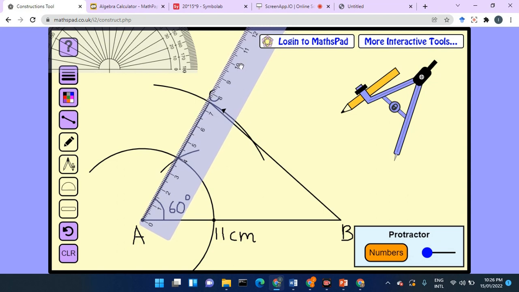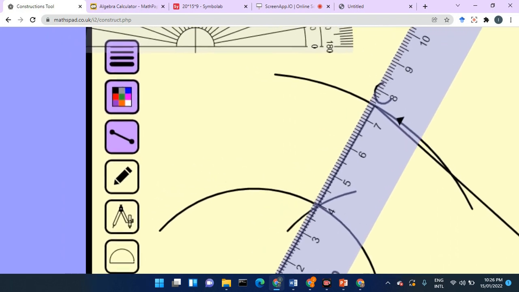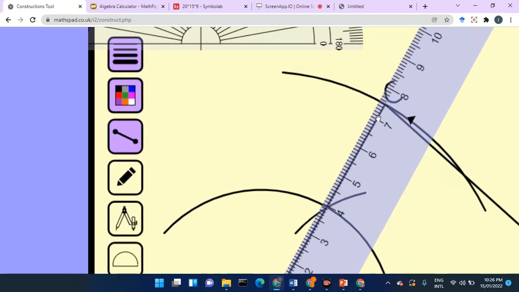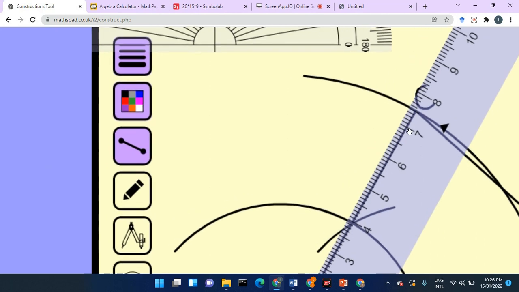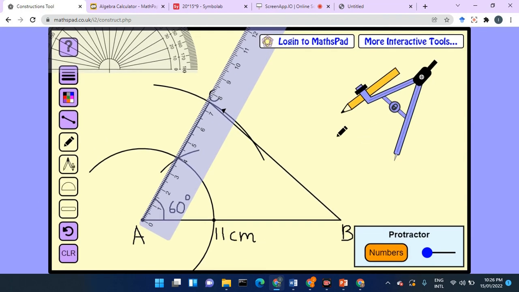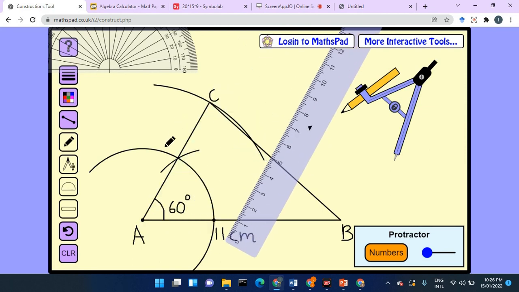Let's look carefully. This is 0, this is 1, this is 2, this is 3, this is 4, this is 5, this is 6, this is 7. Let's open it up. This is 7, 7.1, 2, 3, 4, and 5. Okay, we could work with that. Very good. So the line AC is 7.5 centimeters. Let's write that: 7.5 centimeters.